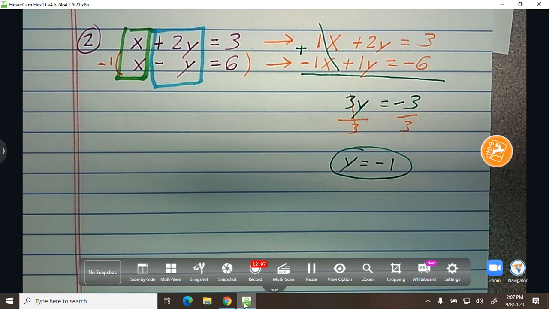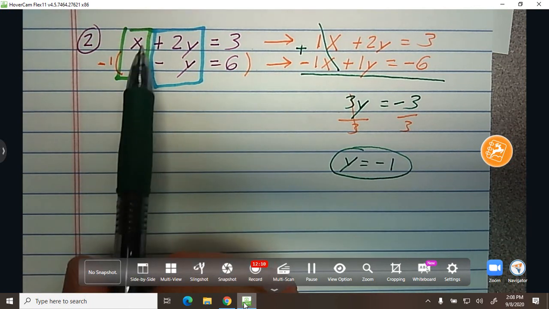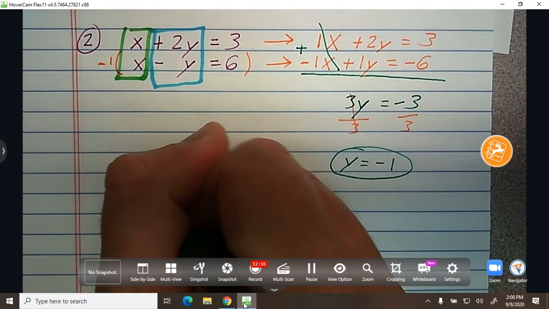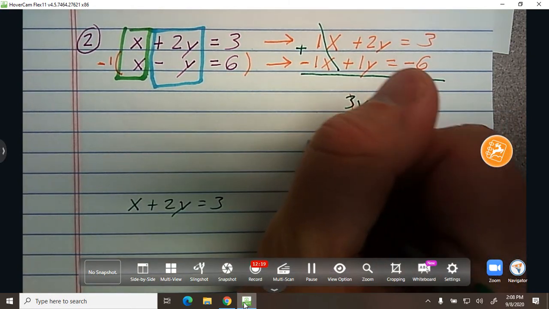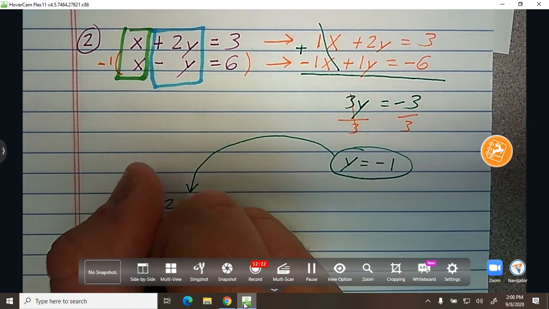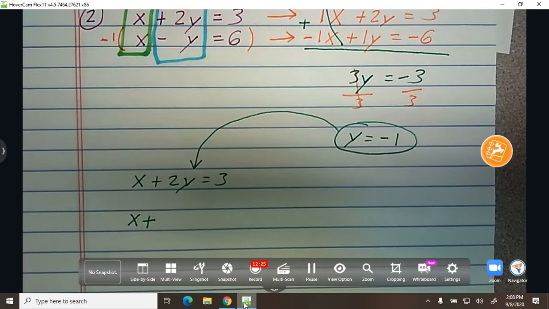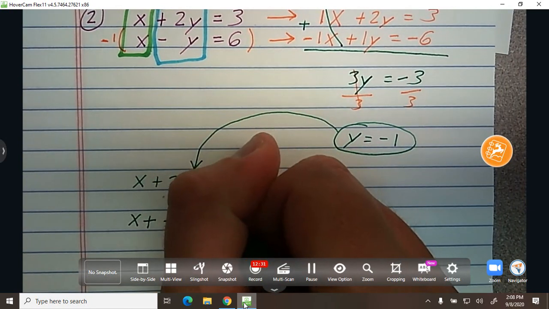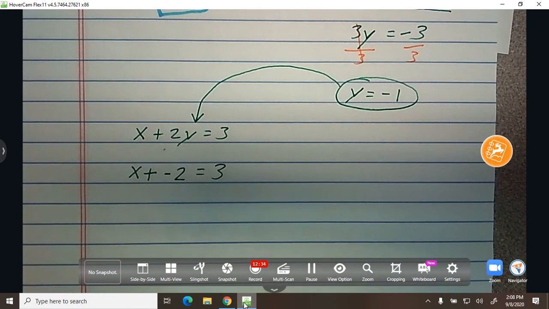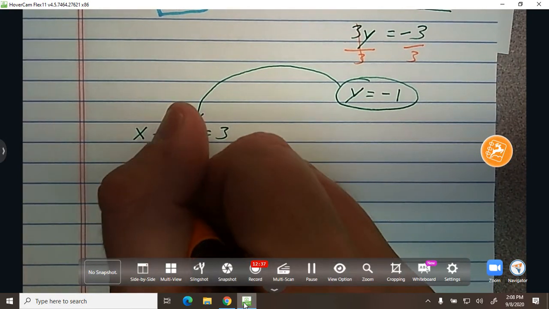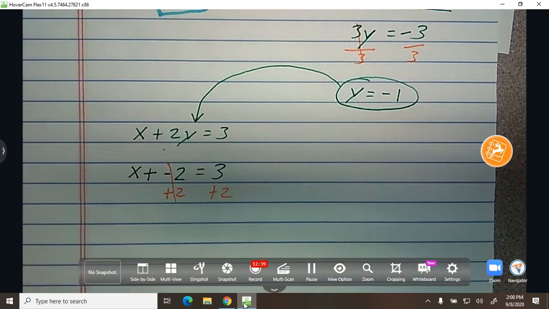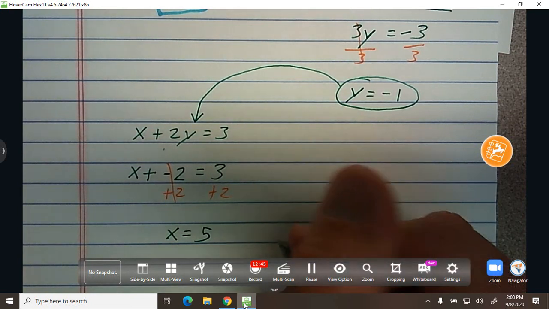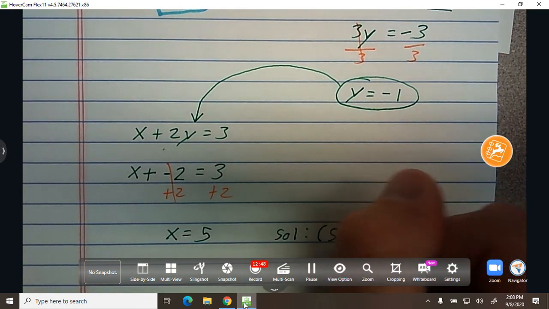To find the x, you get to pick. I like to pick, it really doesn't matter. I'll just pick the first one. And I'm plugging in negative 1 as y. Then I get x plus 2 times negative 1 is negative 2. And then solve for x, add 2 to both sides. And I get x is 5. So I'd say solution 5, negative 1.